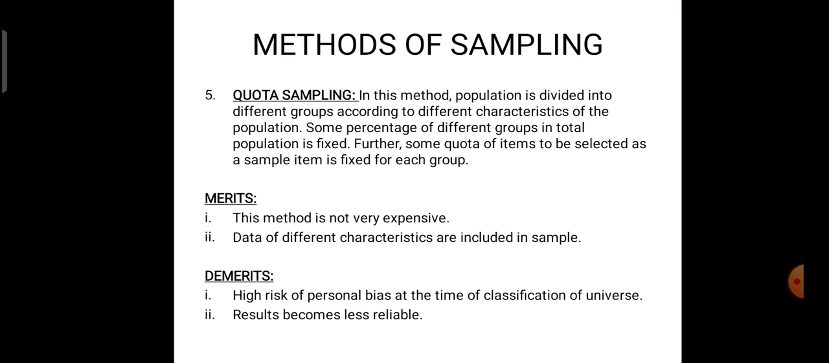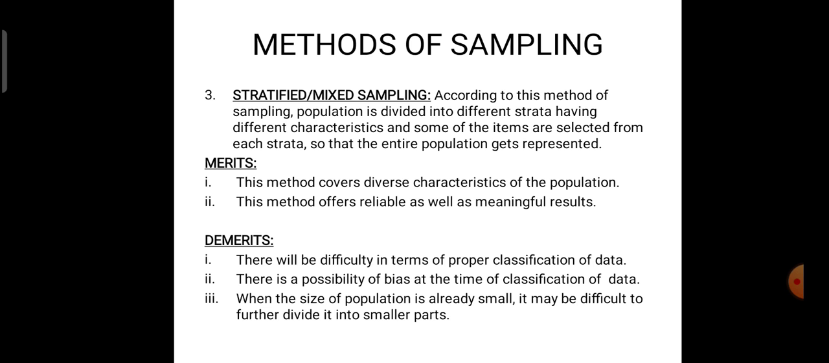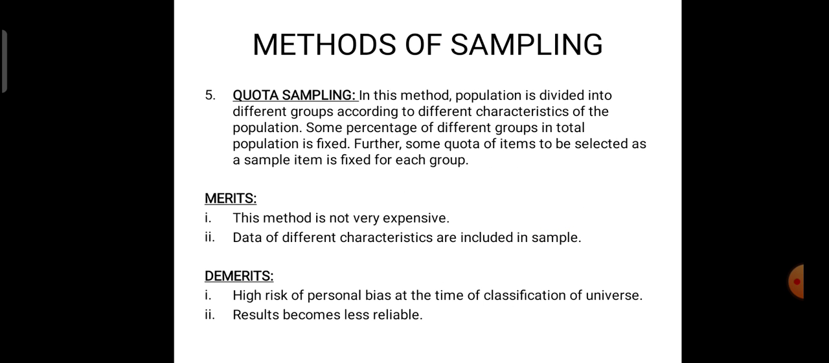Now coming to the fifth method, that is quota sampling. Quota sampling is somewhat equal to mixed, or we can say stratified sampling. What we did in stratified or mixed sampling, we used to divide or classify the whole universe into different groups based on similar characteristics. But the only difference over here is that in quota sampling, when you form the different groups or classify the whole universe into different groups, you fix a certain percentage of items to be included in that particular group.